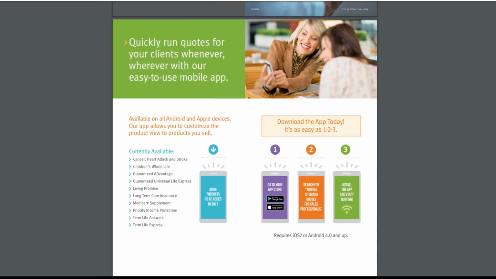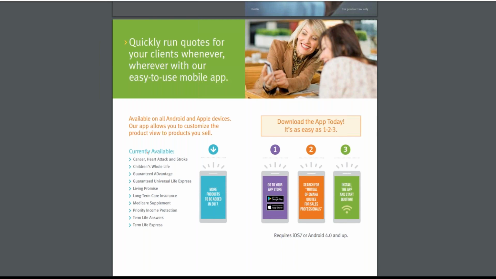Now, with the Term Life Express, if you're a new agent or you're not familiar with this, one of the easiest ways to quote products from Mutual of Omaha is to download the mobile quoting tool. They have an app. If you have an Android or an Apple phone, go to the Google Play Store or the Apple Store and just download it. It's a free download. You can customize it so that every time it opens up, it defaults to the state that you want, and then you can move around the products. So when I open mine up, the first products are the Living Promise, the Children's Whole Life, the Term Life Express, and then the Guaranteed Advantage product. Those are the first products, and then I have the rest of them.